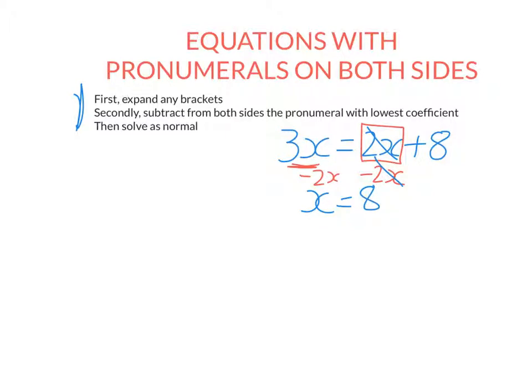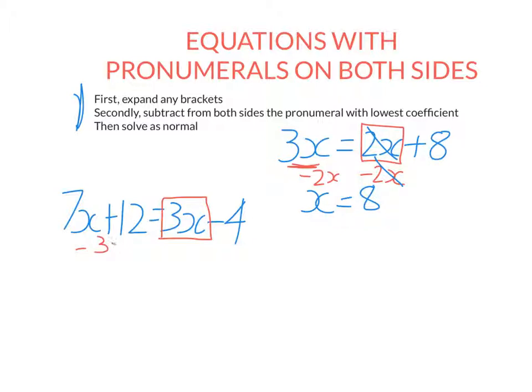Let's look at another one. 7x plus 12 equals 3x minus 4. We're going to do it the same way. There's no brackets to expand. So we find the pronumeral with the lowest coefficient. In that case, that's this one. And we subtract from both sides. So we're going to subtract 3x from both sides. 7x minus 3x is 4x. We haven't done anything to the 12. It stays as it is. 3x minus 3x is 0. They cancel out. I'm left with 4x plus 12 is minus 4.